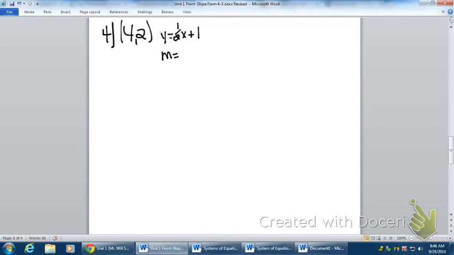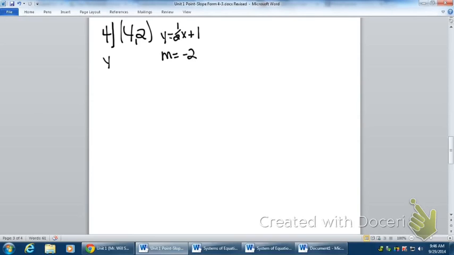Not 1. It would be -2, because our original slope is 1/2. The reciprocal of 1/2 is -2.